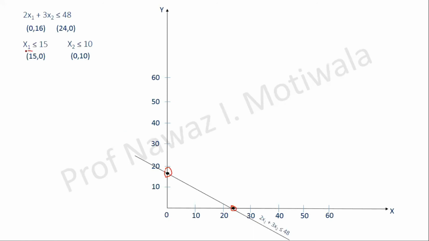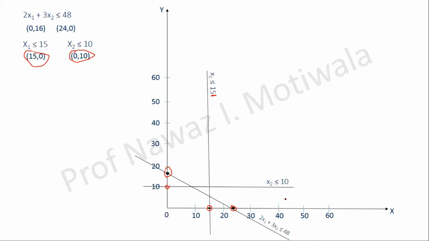Next we have to plot the point (15, 0). So x1 15, I will plot it here. You can observe I have plotted x1 equal to 15, and as it is only x1 less than or equal to 15, the line will be parallel to the x-axis. Sorry, parallel to the y-axis. So I have made a line which satisfies the equation x1 less than or equal to 15. Similarly for x2 less than 10, I will first mark the point (0, 10) and make a line parallel to the x-axis. So with this I have completed plotting all the lines.